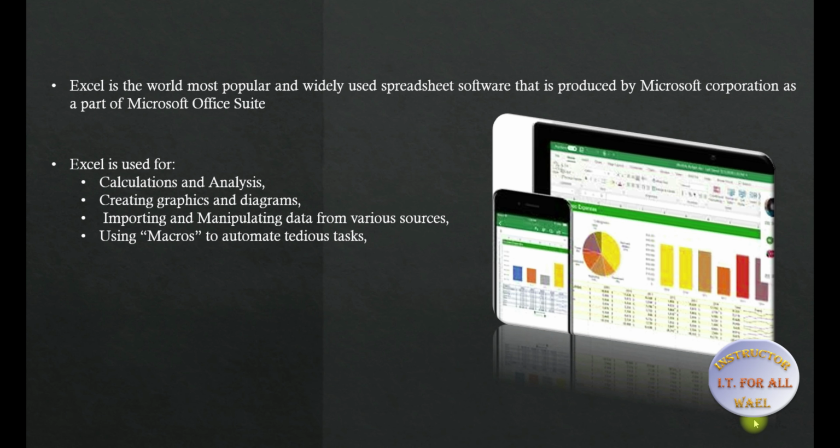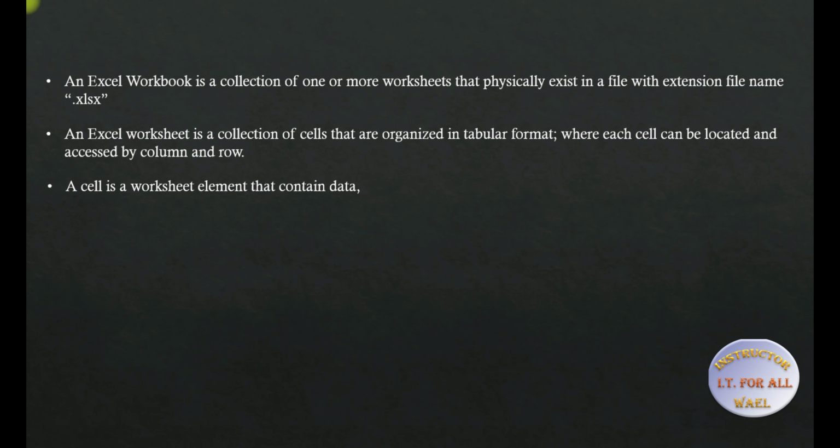Excel is used for calculations and analysis, creating graphics and diagrams, importing and manipulating data, and finally, using macros to automate tedious tasks. When working with Excel, we automatically use three items. Number one is workbooks, number two, worksheets, number three, cells.